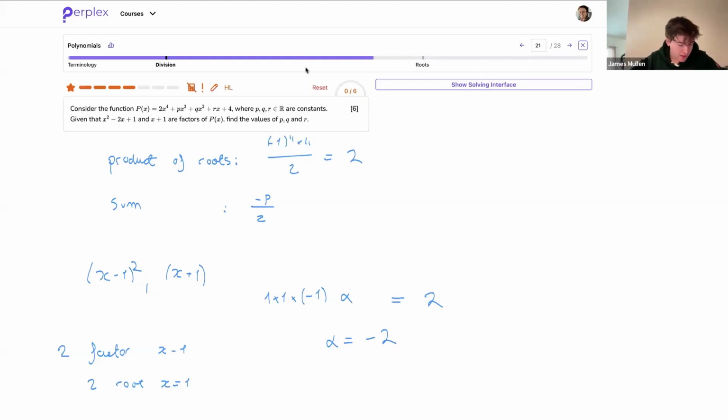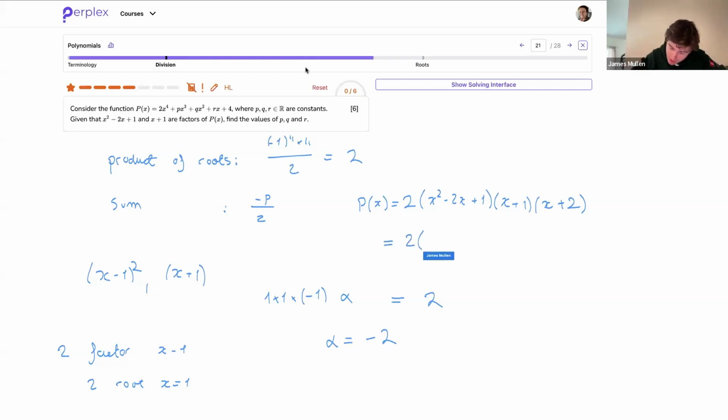So the last root is alpha is equal to minus 2, which means that polynomial can be expressed as p of x is equal to 2, because I have a leading factor of 2, then x squared minus 2x plus 1, and then x plus 1, and then x minus 2, or x plus 2 for this new factor that we found. Now, we could either plug in all these roots that we know and solve for p, q, and r with simultaneous equations. I think it's easier at this point to honestly just expand this.